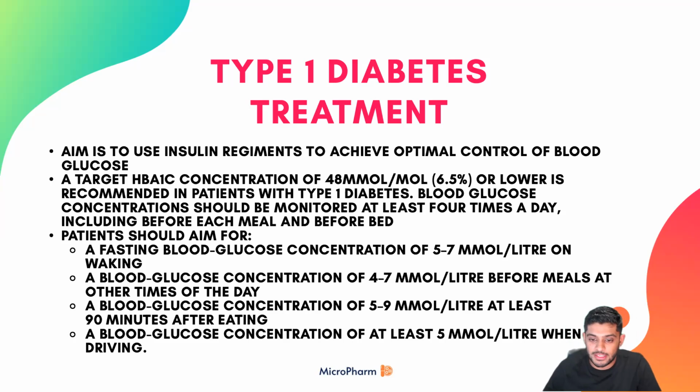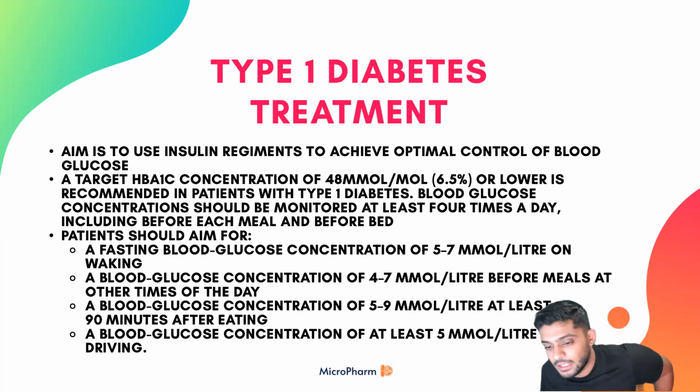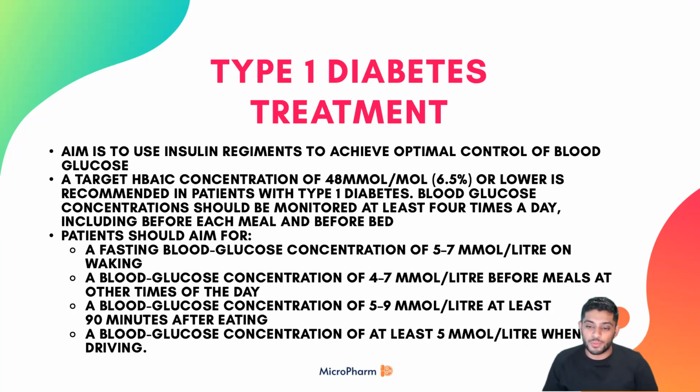So in terms of targets, if you're fasting, you want a target between 5 to 7 millimoles per liter. If it's before meals, you want it between 4 to 7 millimoles per liter. If it's 90 minutes after eating, it's between 5 to 9 millimoles per liter. There's an increased leeway after eating because your body is now absorbing the carbohydrates and the insulin is kicking in.